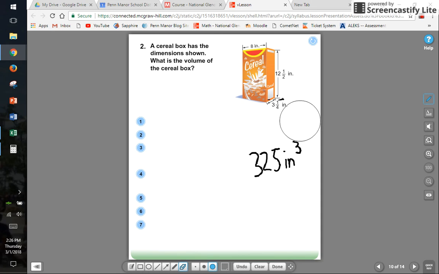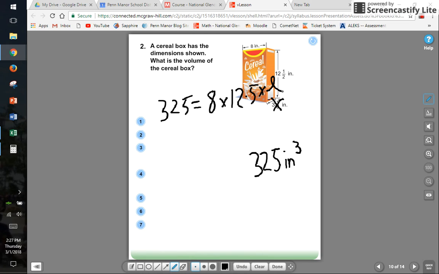Cool. People love when I write with my eraser. There we go. And let's just say we don't know what that is. Pretend we don't know. Okay. We know that there's going to be an 8 over here times 12.5 times, well, whatever our length is. We don't know what that is.